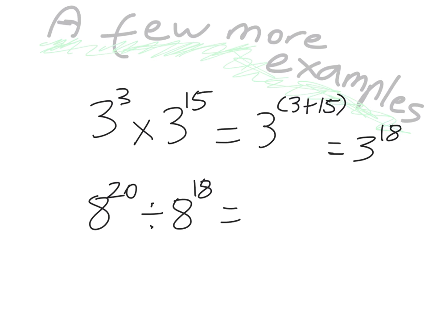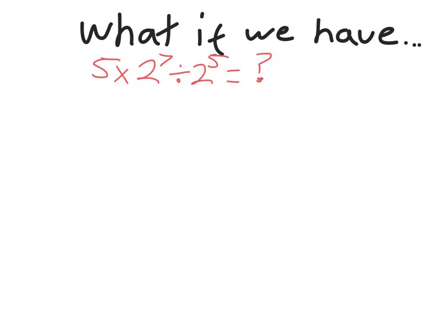Alright, and with our bottom one, it's the same concept but using our second index law. So we'd have our same base, 8 to the power of 20 minus 18, which equals 8 to the power of 2. All right, so we'll finish up on one slightly more difficult one.